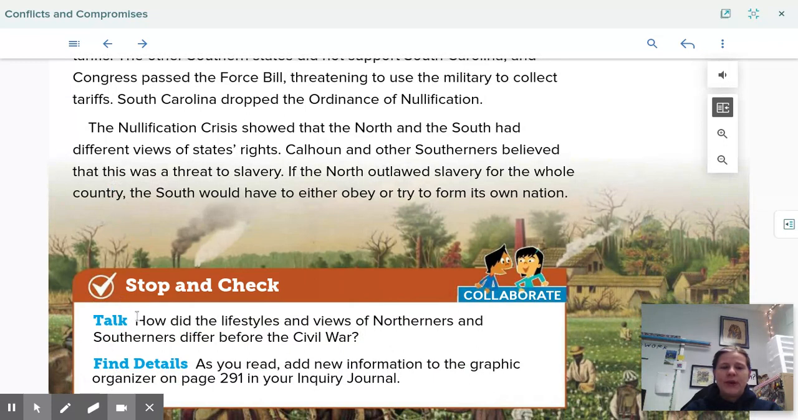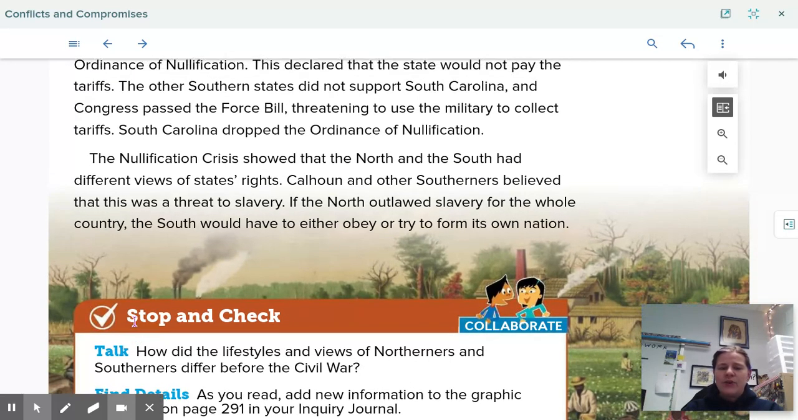So let's go ahead and take a quick look here. It says, talk: How did the lifestyles and views of the Northerners and Southerners differ before the Civil War? So as we talked about, they had different views on not only slavery, but also with their economies. In the North, there were more factories and more industrialization, meaning that they paid their workers to work in the factories. And then in the South, there was still more agriculture where they were growing things, and they still used many slaves on their plantations.